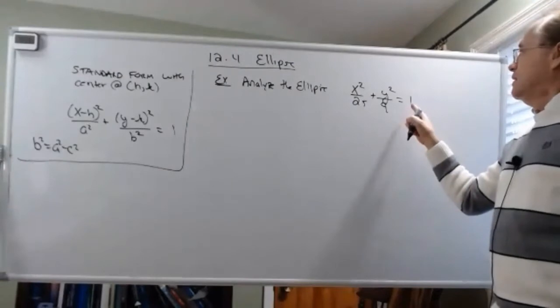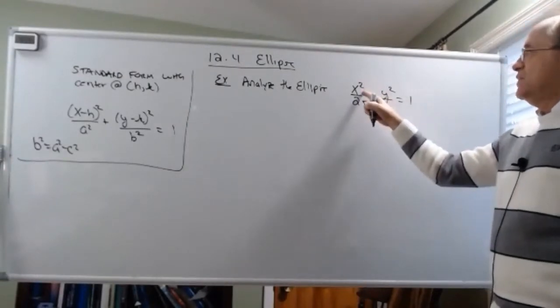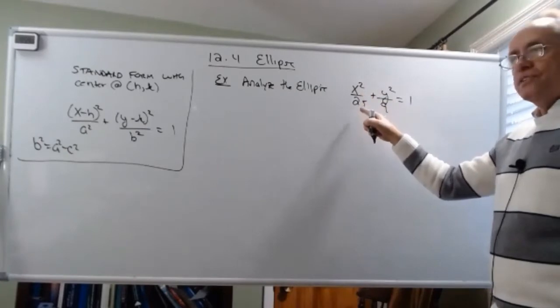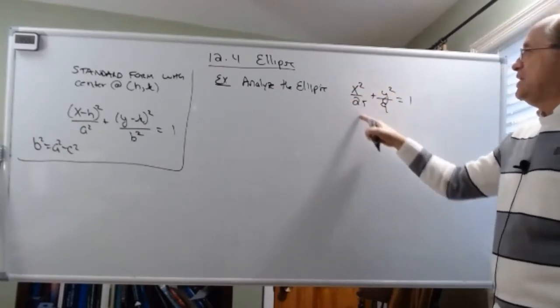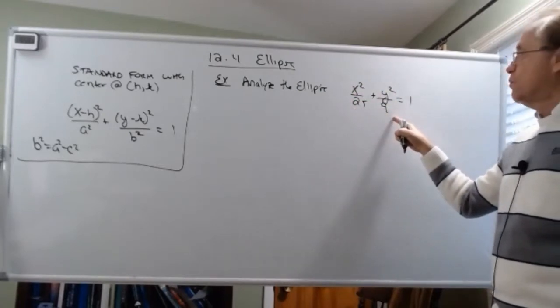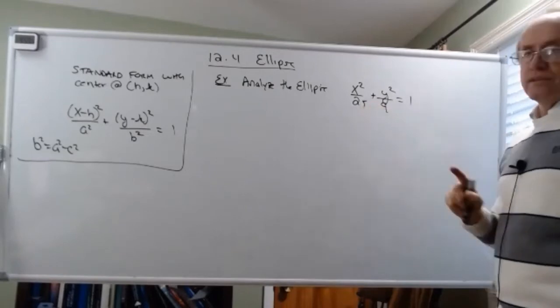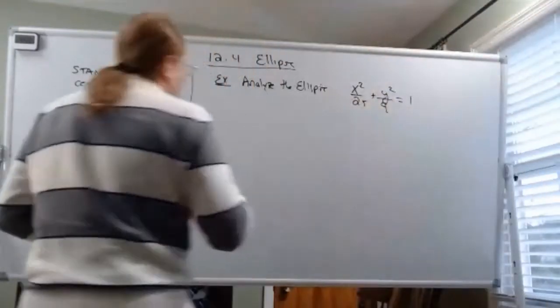even if there's not a 1, the variable that has the largest number tells me that my major axis is along the x. The smallest number is always along the y. 25 is larger than 9. So what do I do? I put it into my standard form.